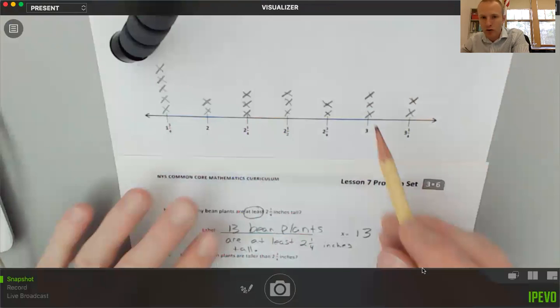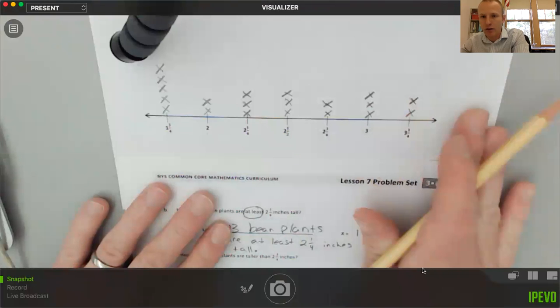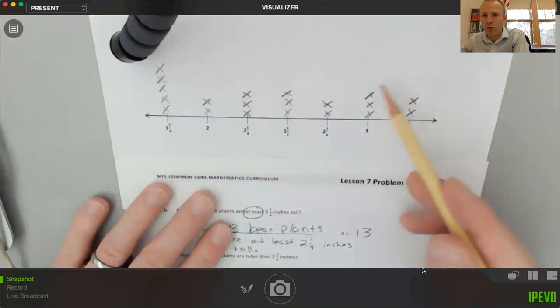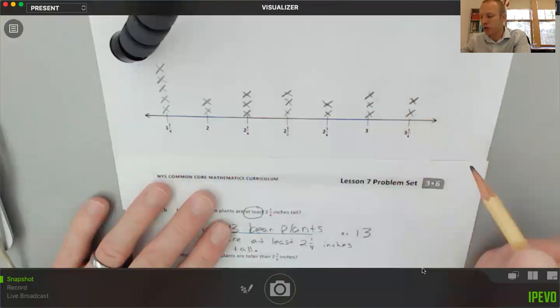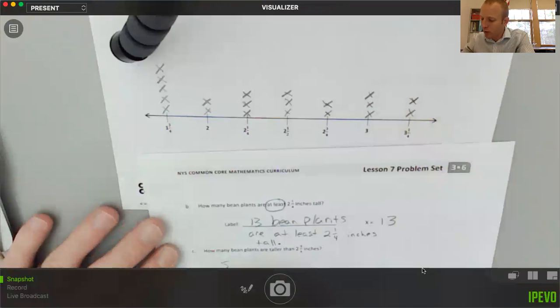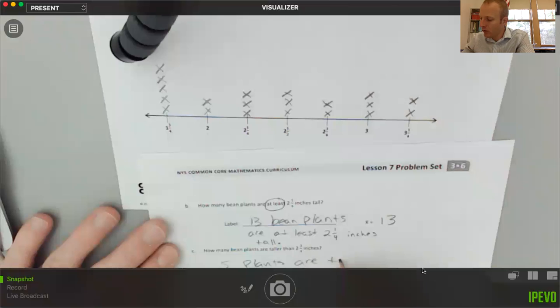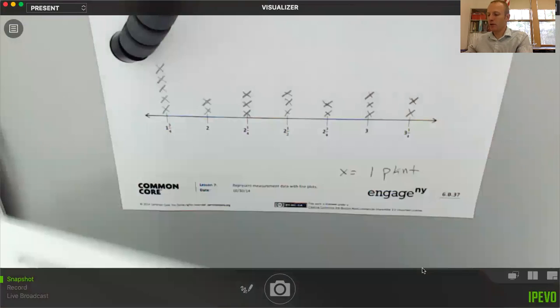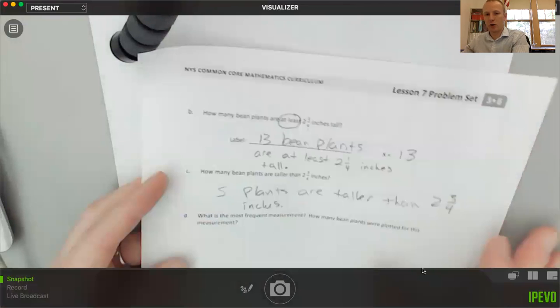So 2 3/4 is right here. We're going to see everything that's to the right of that. So you can see that there are 5 plants measuring taller than 2 3/4. 5 plants are taller than 2 3/4 inches. Okay, let's move to our next part here.